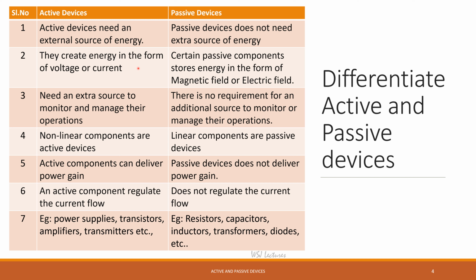The active devices create energy in the form of voltage or current, but certain passive devices store energy in the form of magnetic field or electric field. In active devices, they need an extra source to monitor and manage their operations. In passive devices, there is no requirement for an additional source to monitor or manage their operations. So the active device requires an external source, but the passive device does not require any external source.